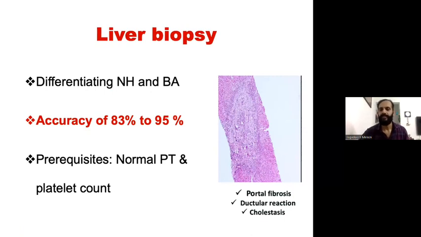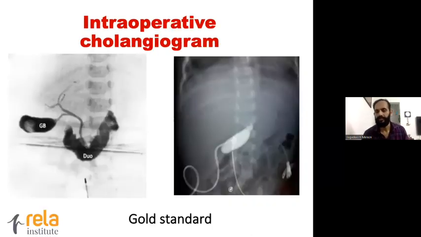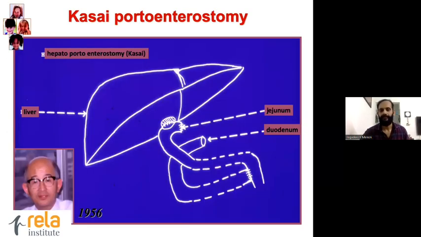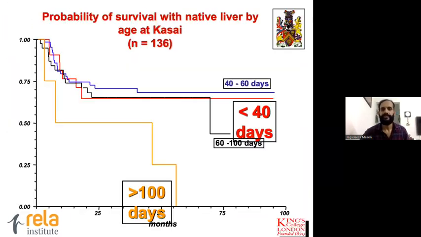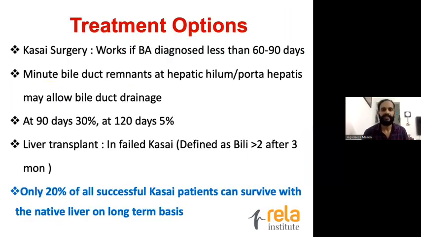There are certain parameters which we see in biliary atresia. Intraoperative cholangiogram is the gold standard. We know about Kasai surgery. So this is the survival curve from the initial cohort of patients from King's College, in which they saw that the survival was very good if the surgery was done within less than 40 to 60 days. And when it was done for more than 100 days, the jaundice clearance rate is hardly 5%.